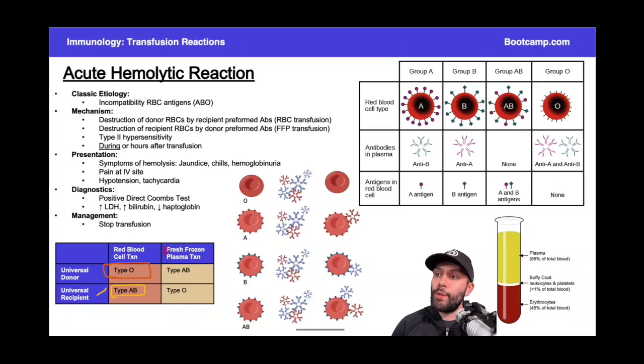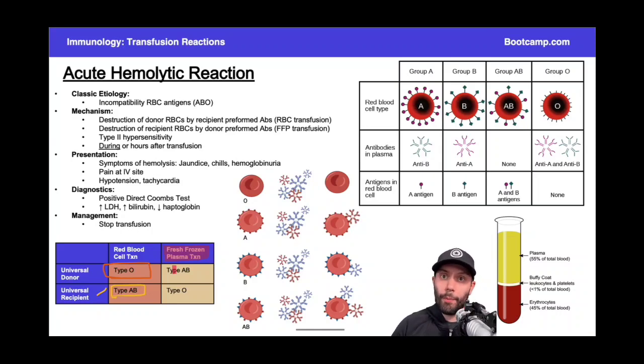But where it gets tricky is when you start adding in things like fresh frozen plasma transfusions. This is where test writers build on this concept and make you think a little bit. So the easy way to remember this is, if you remember the red blood cell transfusions being type O as the universal donor, type AB as the universal recipient, you just have to flip those to understand who's the universal donor with fresh frozen plasma and who's the universal recipient.